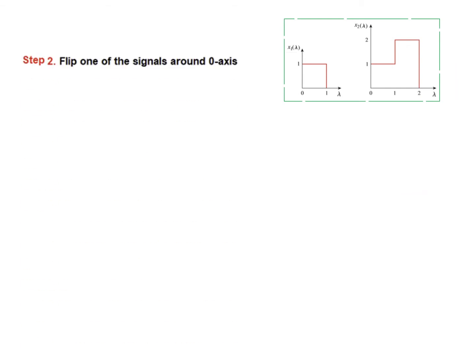The next step is to flip one of the signals around the y-axis. So either we flip this signal or we can flip the other signal. Since this one is simpler looking, it is better that we flip this one. So we flipped it towards the left. So the scale is now 0 and -1, and the name also changes from x1(lambda) to x1(-lambda).